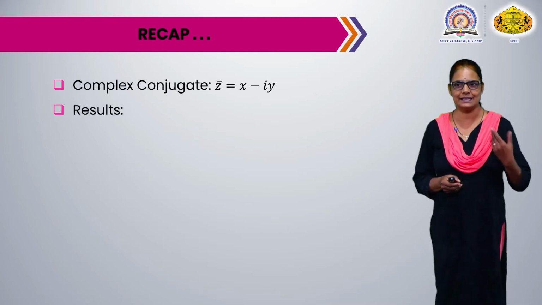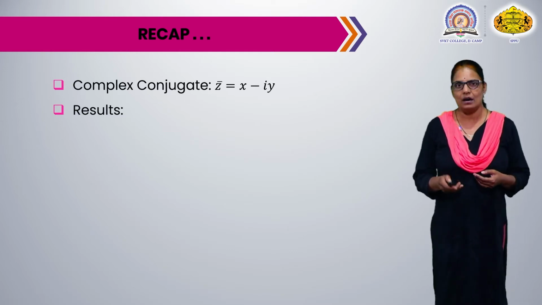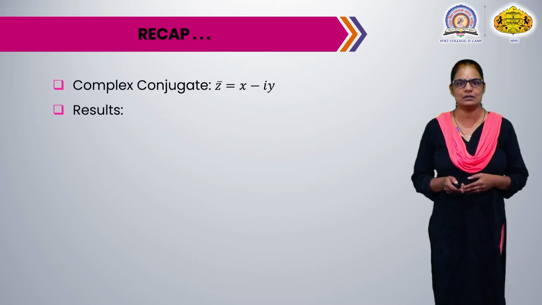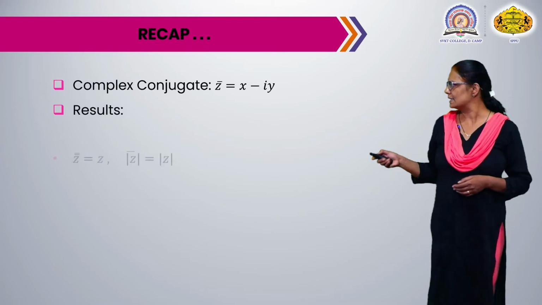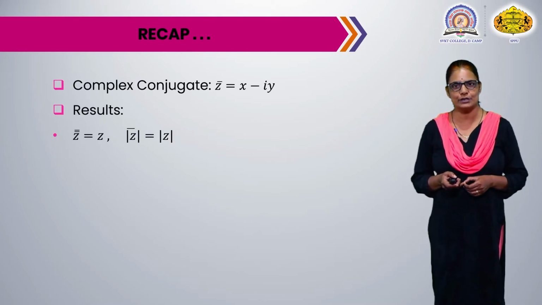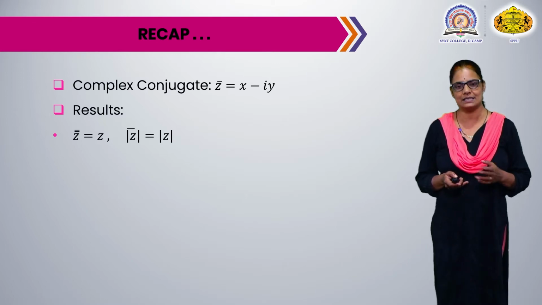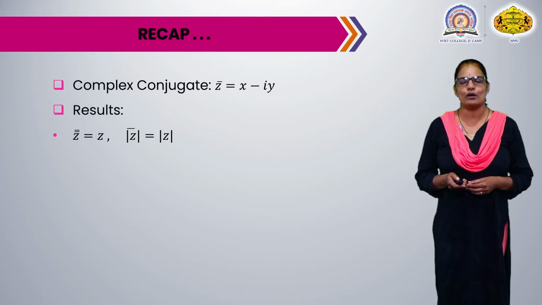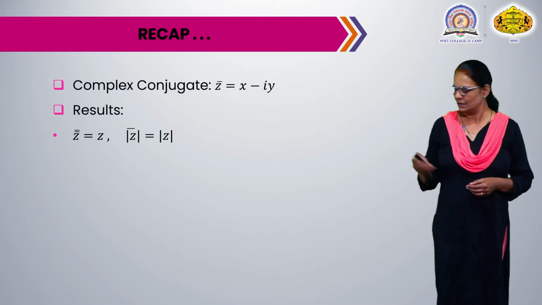Also we have studied some results related to the complex conjugate. The first result is that the bar of z bar is the same as z, that is, the complex conjugate of z bar is the same as z, again the same complex number. Mod of z bar is the same as mod of z.